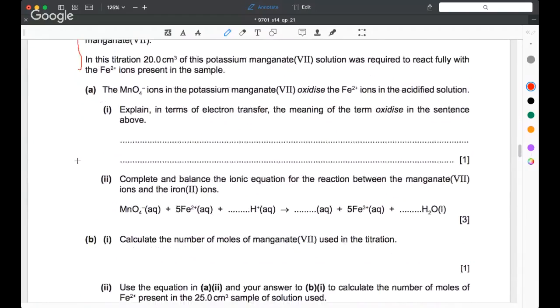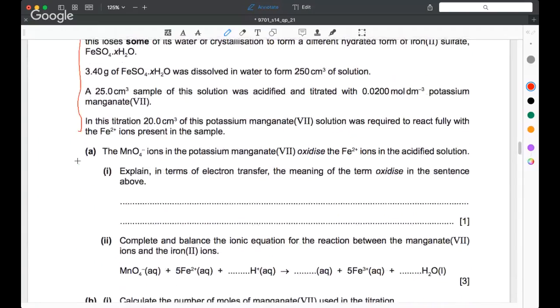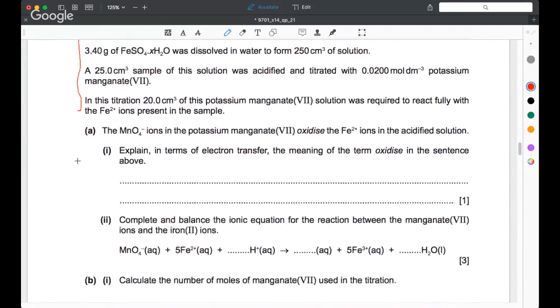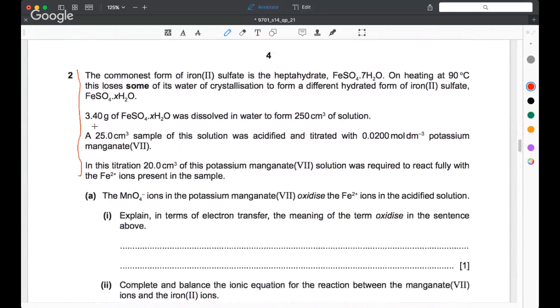So there's a fairly sort of dense question stem up here, but that's not too bad because, as you probably spot, they're going to lead you through working with all the information in that question stem. Now, in this question, this oxidizing agent, manganate 7, is being added to a solution that contains Fe2 plus ions. And it says, well, as you do that, the manganate 7 is going to oxidize these Fe2 plus ions. And so you've got to explain what this term oxidize means.